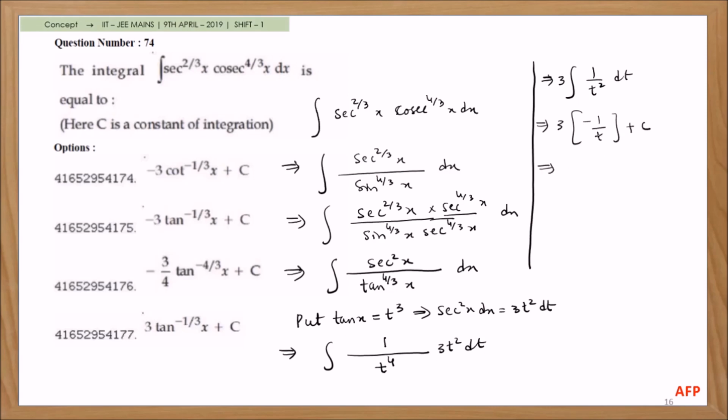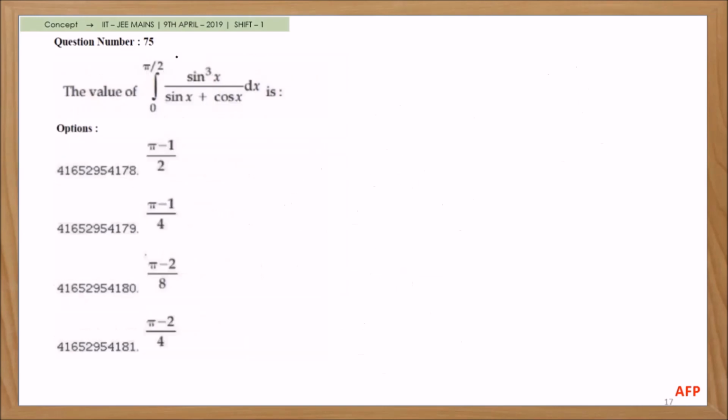So this implies 3 into minus 1 divided by tan^(1/3) x plus c you got. This implies minus 3 tan^(−1/3) x plus c. You got the answer. Your option 2 it follows.